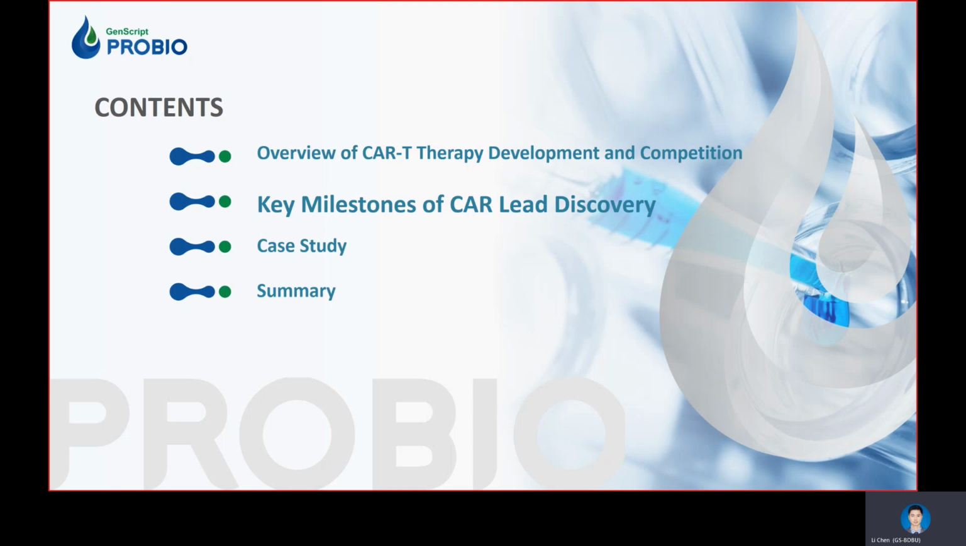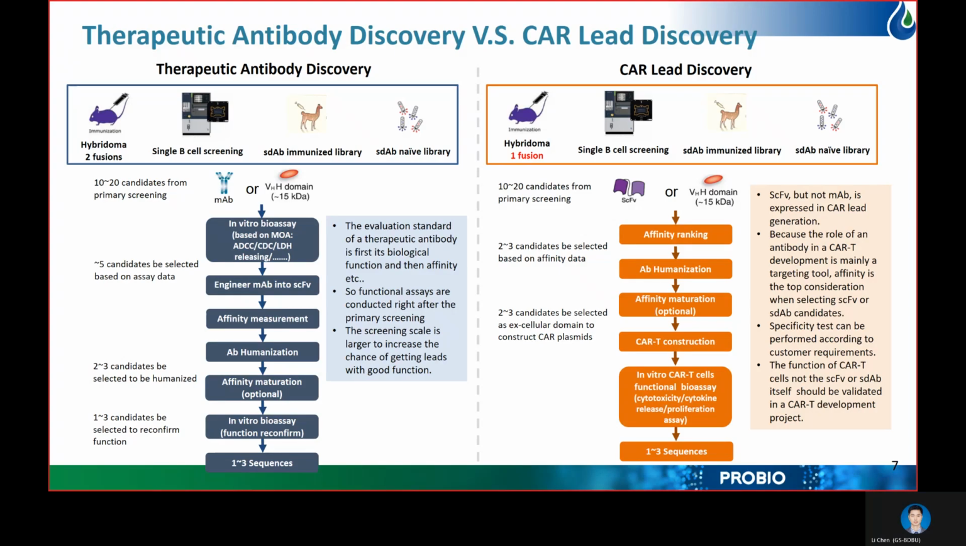Next, let's move on to the next section, the key milestones and typical strategies for CAR lead discovery. Currently, CAR antibody generation practically utilizes the same platforms as therapeutic antibody. At GenScript ProBio, 4 different platforms are commonly used: hybridoma, single B-cell screening, single domain naive phage library, and immunized phage library. Although sharing the same technology, the detailed discovery strategy is still different for CAR T applications.